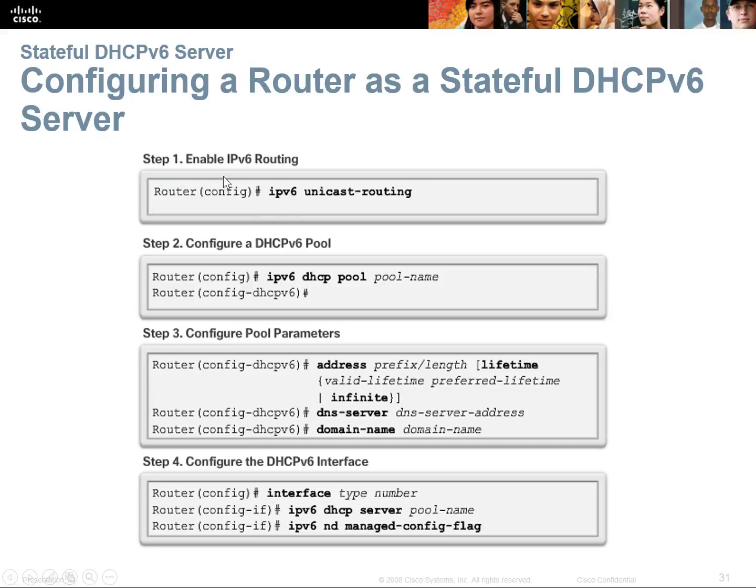To configure IPv6, you're going to say IPv6 unicast routing, then IPv6 DHCP pool, or whatever name you want to give it, the address, the lifetime, where the server is, and what you want to call it. It can be school.com, whatever you have as your domain name within your organization. Then the interface number, IPv6 and the name of the pool, and then IPv6 ND managed-config-flag.